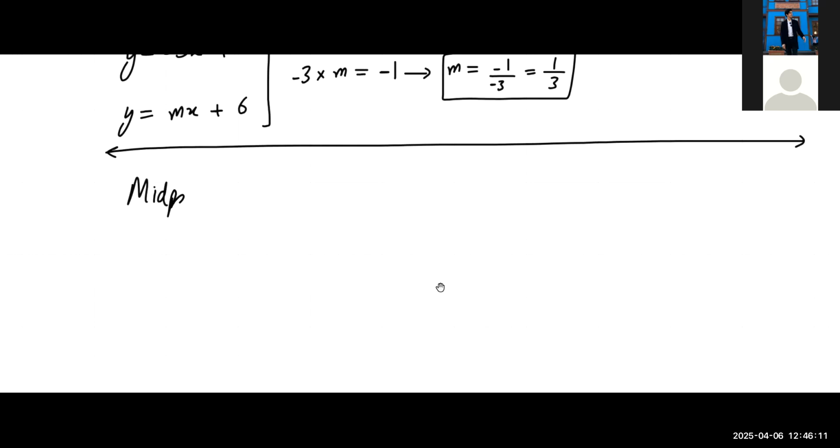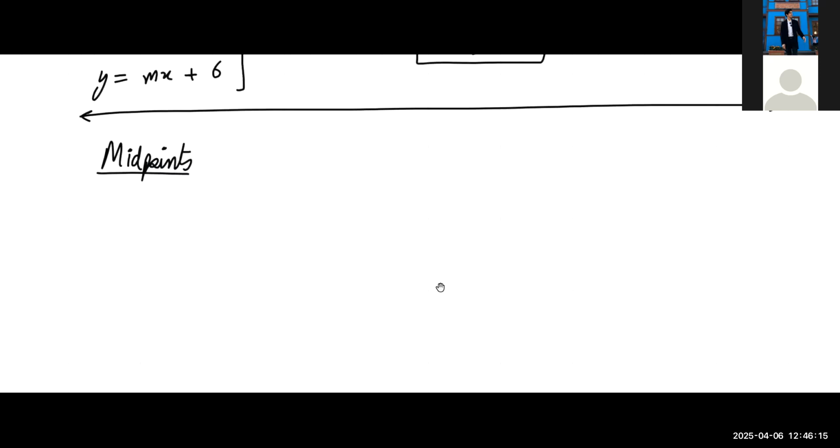Am I right? So midpoints are basically just as they sound, they're the point that comes directly in the middle of two points. Okay. Very easy to understand how to calculate them. Very easy to remember too.